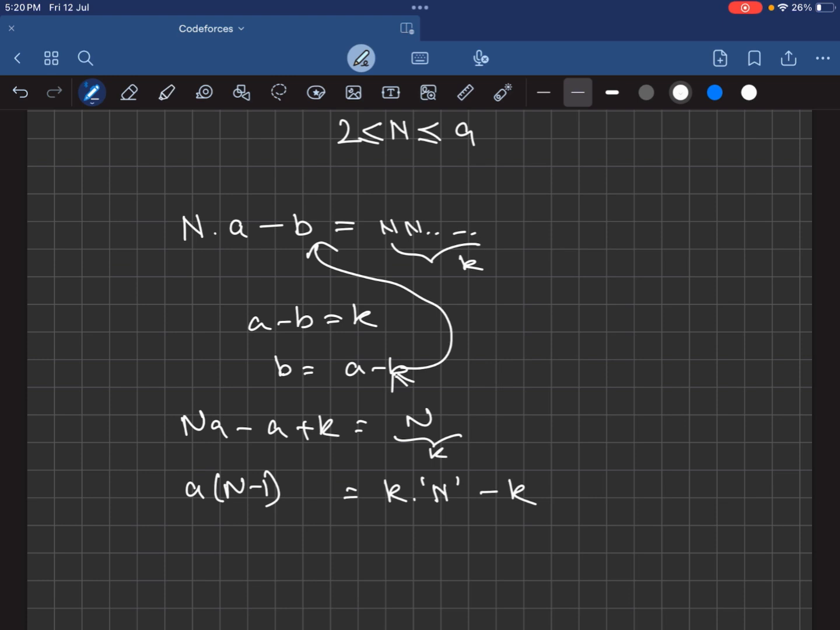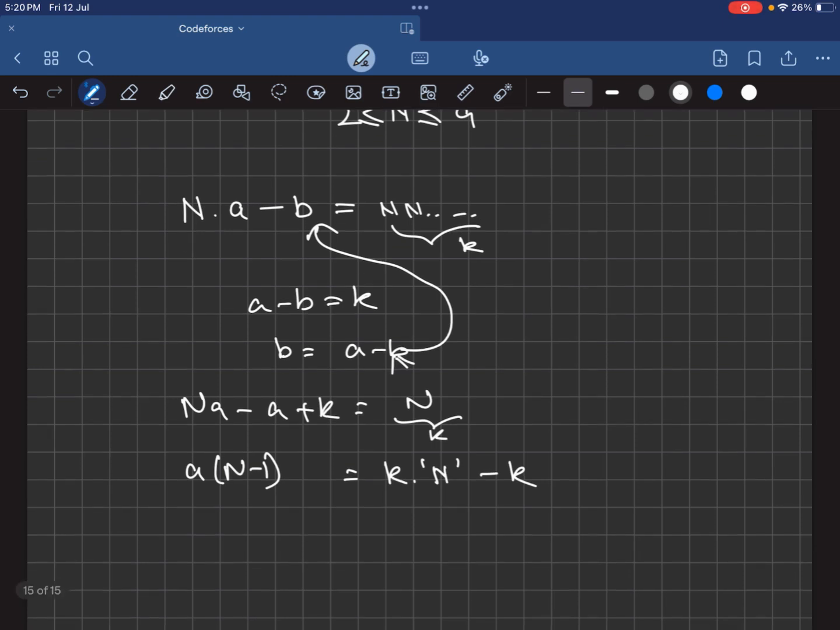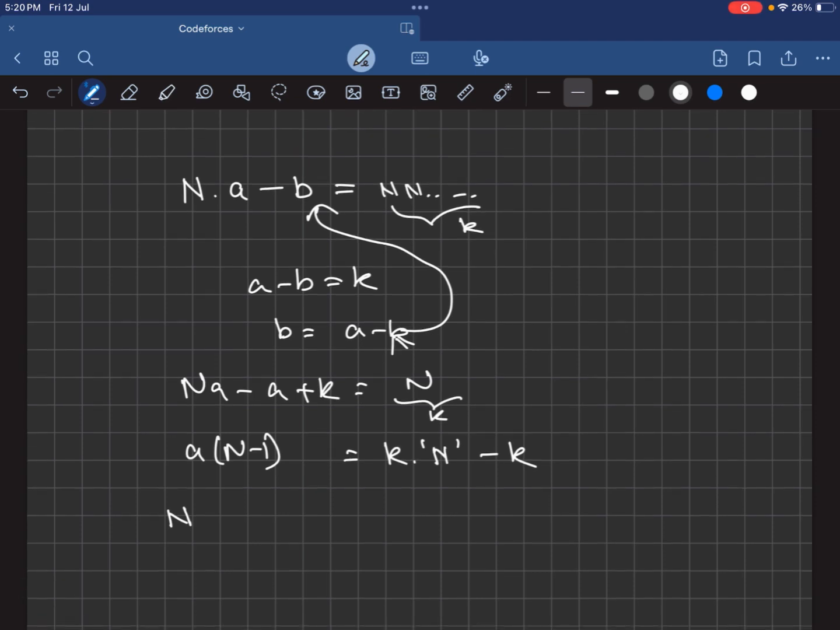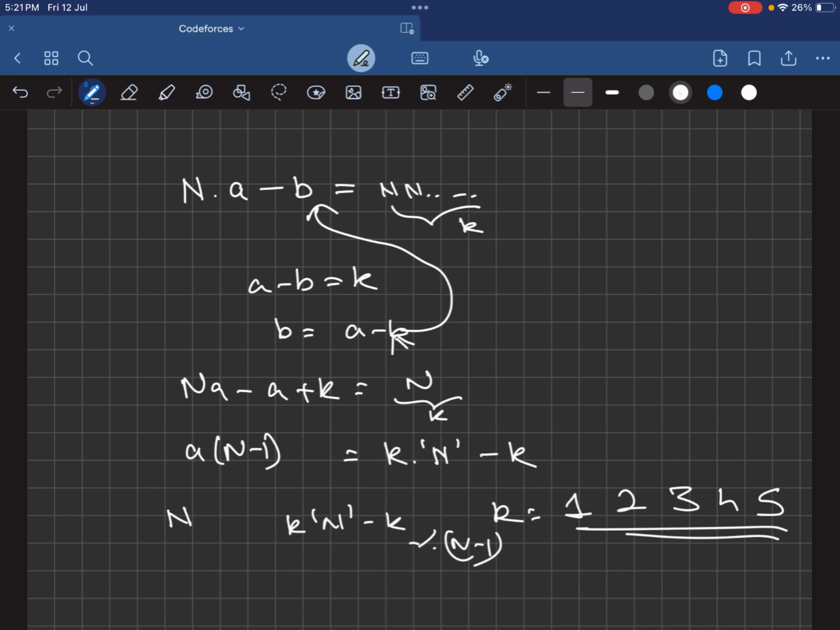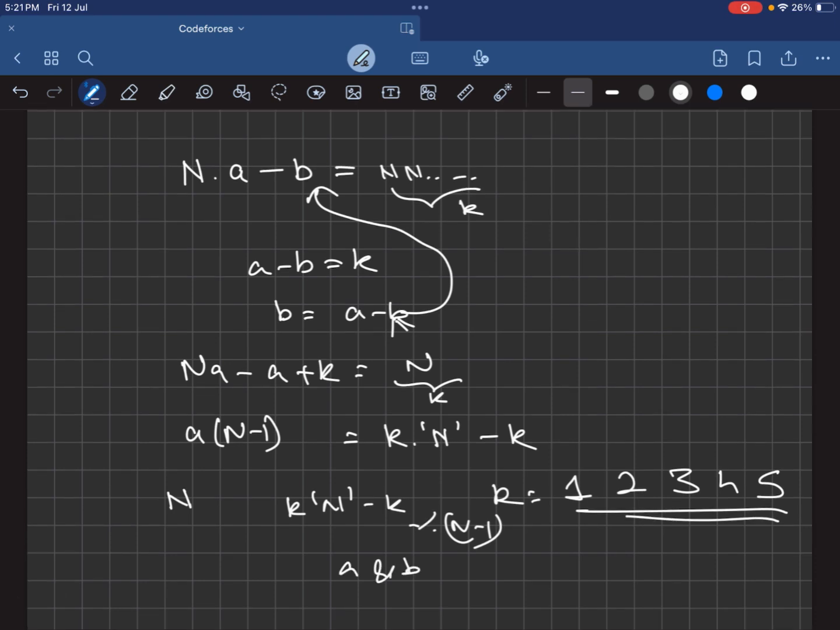Now, if we are given an n, we can check for cases k equals 1, 2, 3 up to 5, and check whether k times n minus k is divisible by n minus 1, and both a and b are valid, since in the question it is given that a and b both lie between 1 and 10,000.